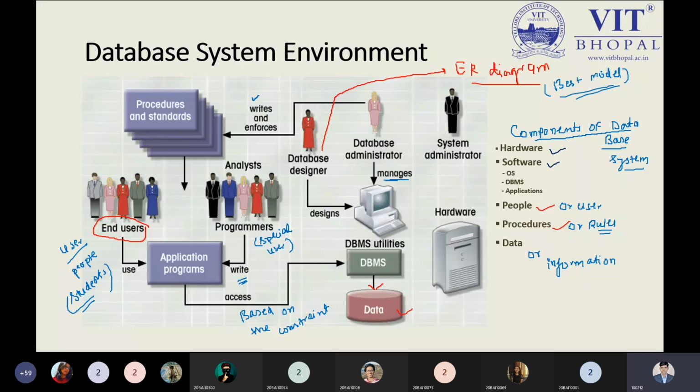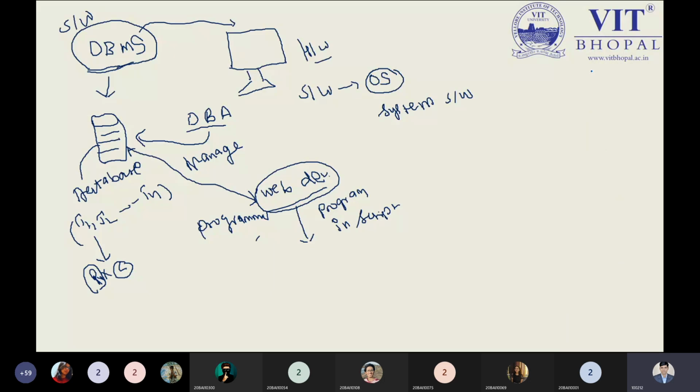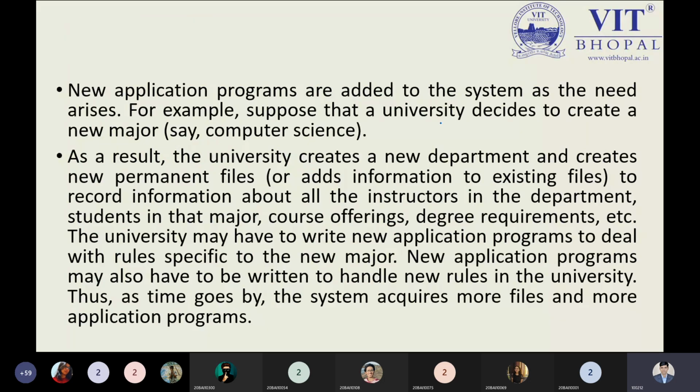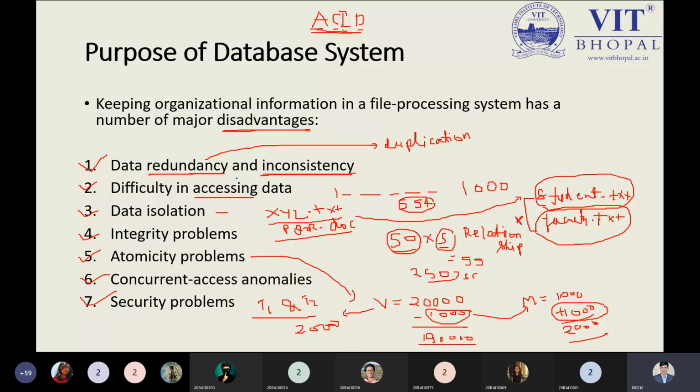Okay, so I have already discussed this point. This is only the theoretical portion, so no need to discuss more over here. I'm just skipping this slide. With the help of our content and the diagram we have discussed this. This is for your notes purpose. You can utilize this slide as notes, so no need to discuss more over here. We have already discussed this point. Typically, file processing system is supported by the conventional operating system. And this is the purpose of the database system we have to keep in mind.